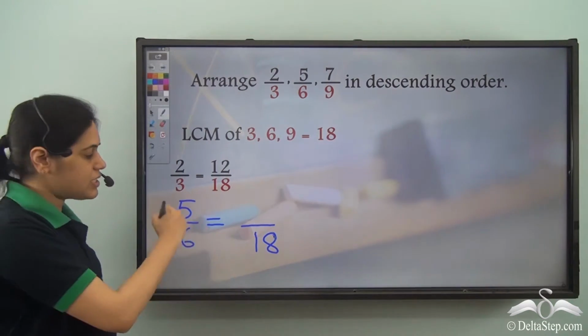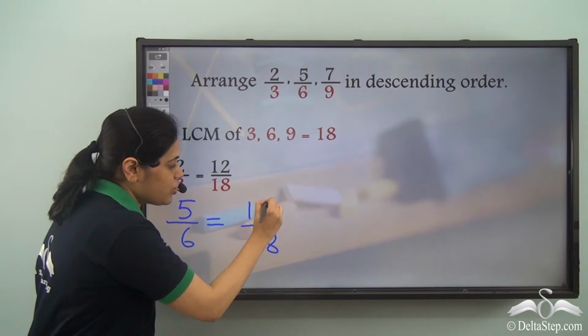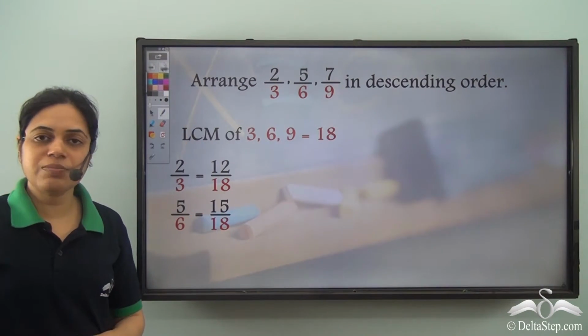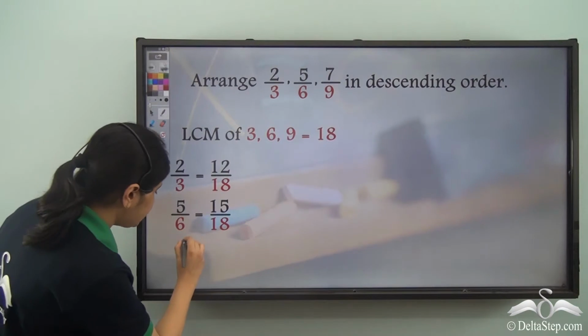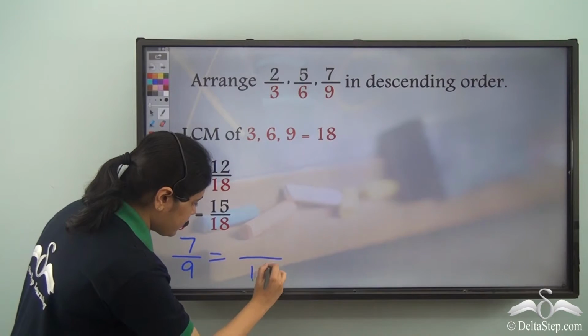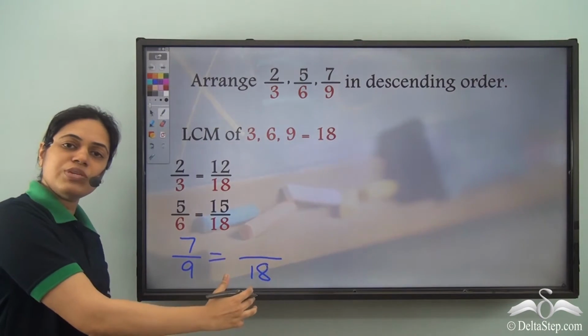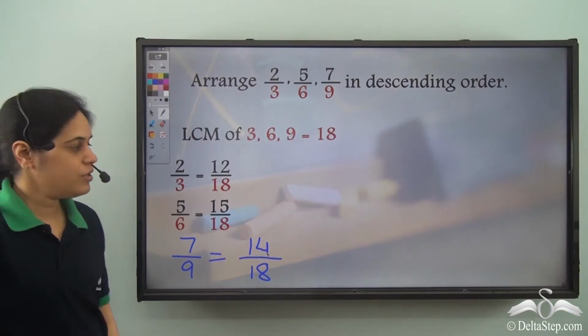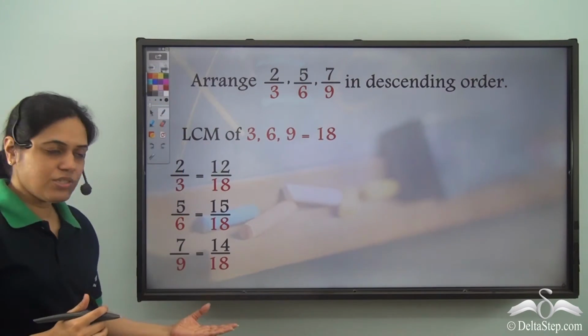6 into 3 is 18 and 5 into 3 is 15. So 5 by 6 is equal to 15 by 18. And next I have 7 by 9. 9 into 2 is 18, so 7 into 2 is 14. So these are the three fractions.